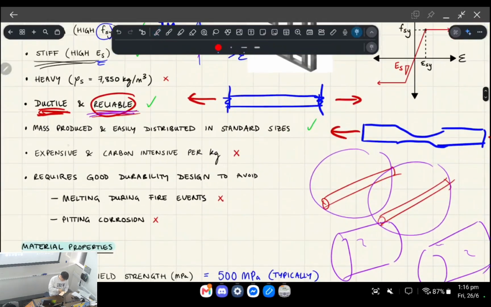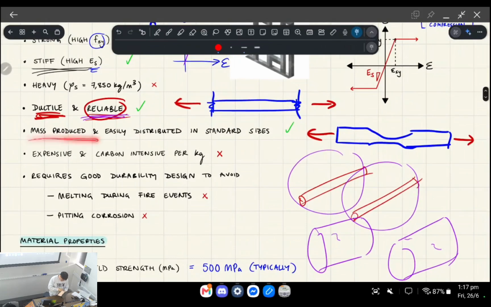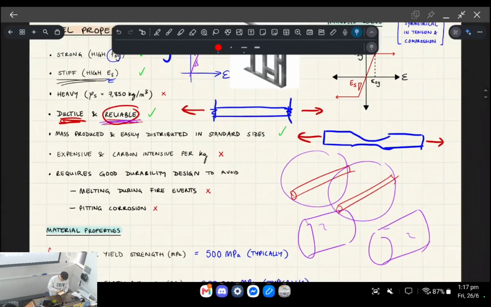The other advantage of steel reinforcement is that it's mass produced and is also easily distributed in standard sizes. So like the bar that I passed along earlier, that's an N16 bar. So it comes in the standard size in terms of its cross-sectional diameter. And it's mass produced, so it's standardized across Australia. So whether you're in WA or Queensland, you can expect to get the same kind of steel product. Okay.